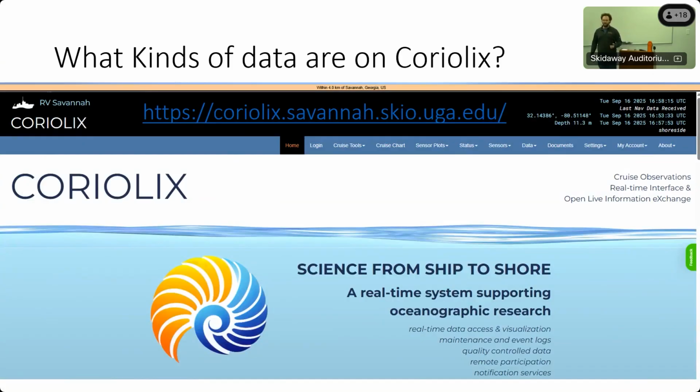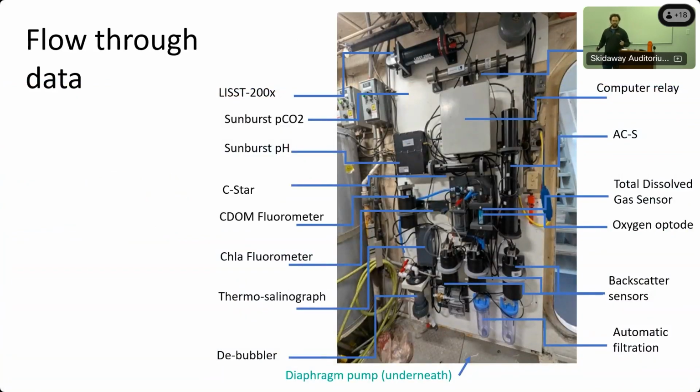All right, so enough about feedback. The meat of this is the data. So what kind of data do we have on here? Well, if you want a long list, you can look at the sensors. But I think that a graphical representation might be helpful here. So here's a picture of the actual flow-through system. This is a lot, so I'm going to break it down.